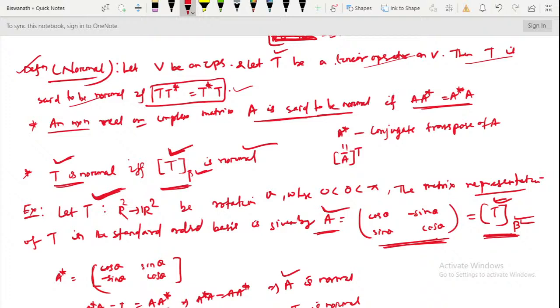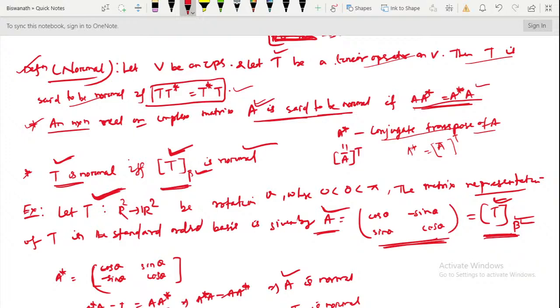And also I told you an n by n real or complex matrix A is said to be normal if A star A equals A A star. A star is just the conjugate transpose of A. That means A star is the conjugate of A, then its transpose. So if A star A equals A A star, then we say that matrix A is normal.